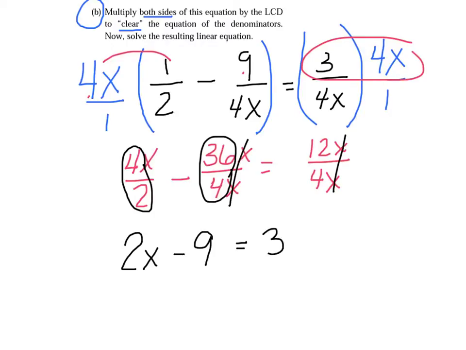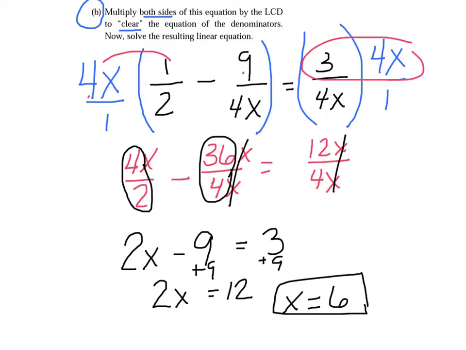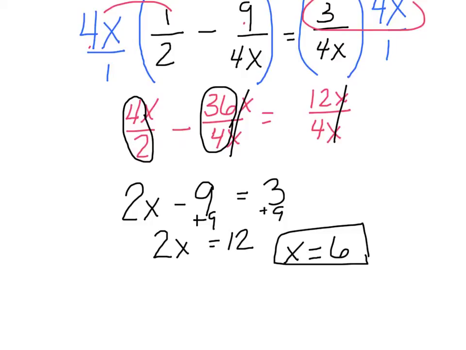Now look how easy this equation is to solve. Let's just add the 9 over. I get 2x equals 12, and divide, x equals 6. And let's box that answer in. Now that doesn't mean it always works. Remember, we have to go back and check. And we're going to check back into the original.